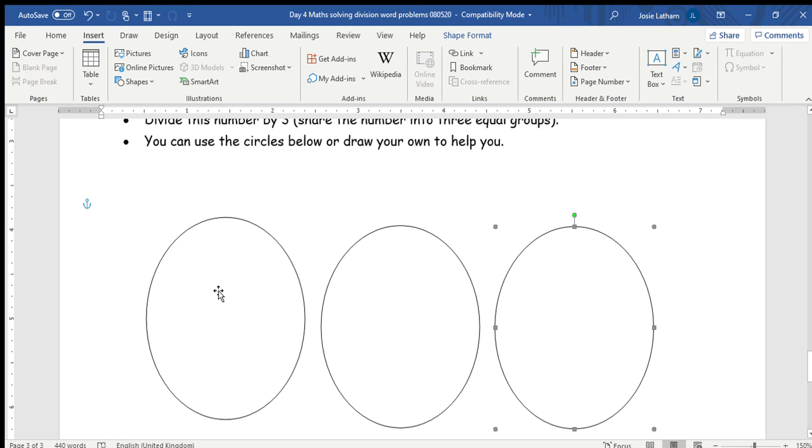So for example, if the number was 12, you would write 1, 1, 1, 1, 1, 1, until you've used all your 12. Or you could say it like this: 1, 2, 3, 4, 5, 6, 7, 8, 9, 10, 11, 12. Just writing a little mark in for each number you've counted. Then go back and count how many you've got in each group. That will help you to work it out.